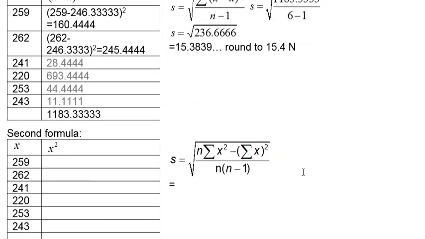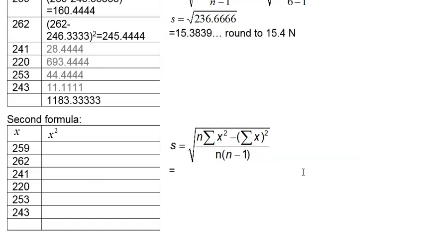If we look at the second formula, I mentioned that although the formulas look very different, they give us the same answer. Now there's a couple of things in this formula that sometimes give people problems. One is that we have sum of the x squared. When I read it out loud, they both look like sum of the x squared. But whether I have the brackets or not makes a big difference.